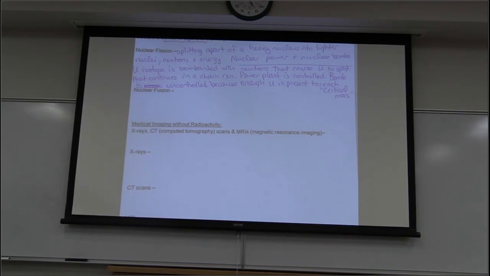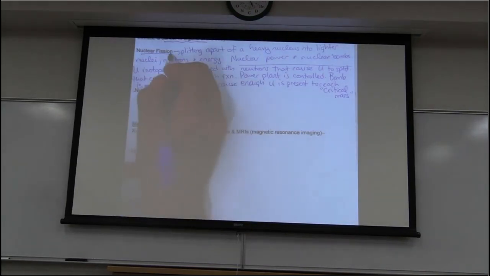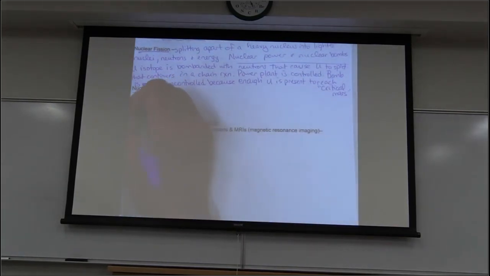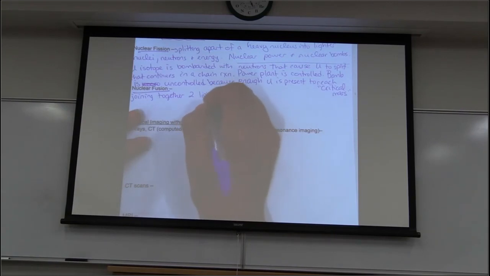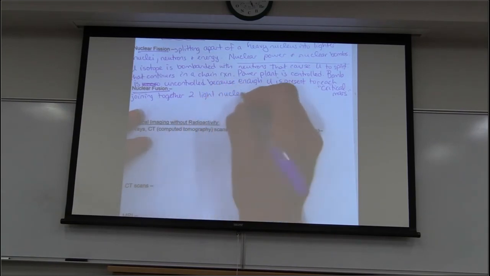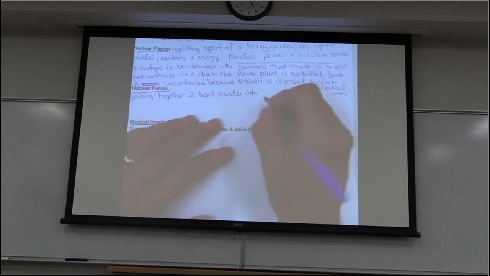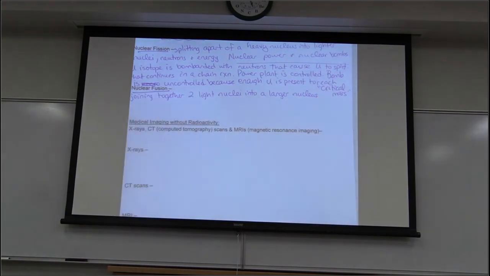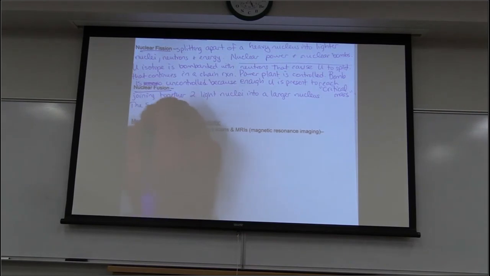Nuclear fusion is the opposite of nuclear fission. So fission is the splitting apart. Fusion is the joining together. So nuclear fusion is joining together two light nuclei into a larger nucleus. In other words, they literally join together to form a larger nucleus. The sun produces its energy by fusion.